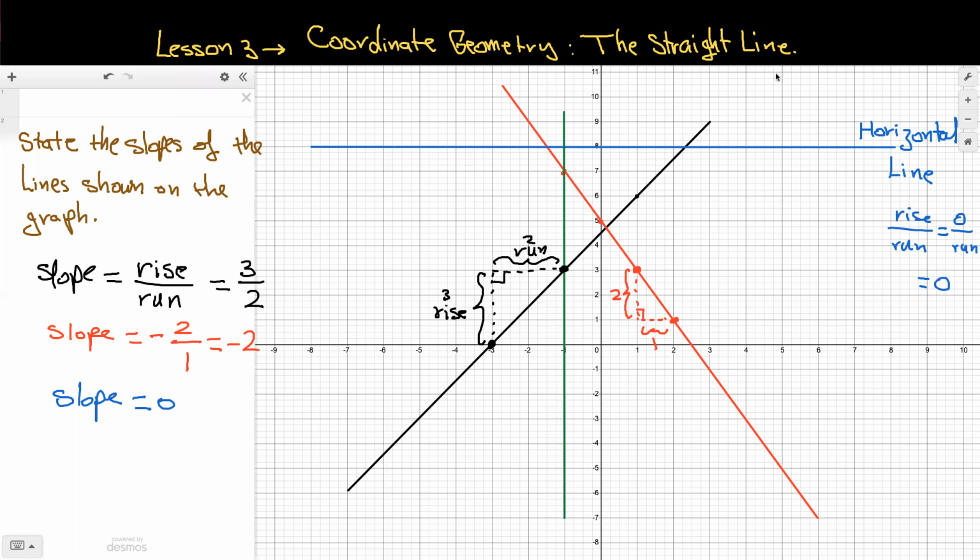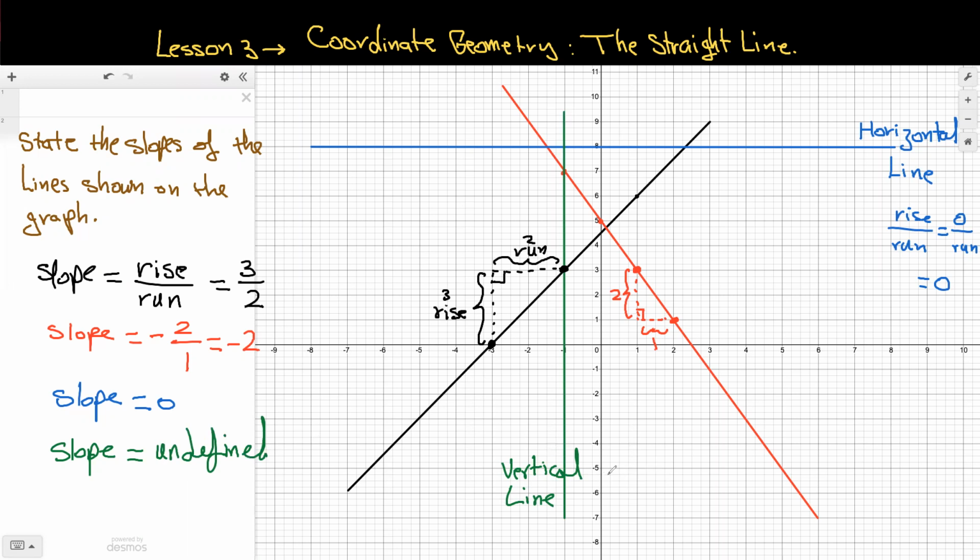Now let's go to the green line. What's the slope of the green line? The green line is what we call a vertical line. The slope of a vertical line, you could just remember that it's undefined. So horizontal, it's 0. Vertical, it's undefined.